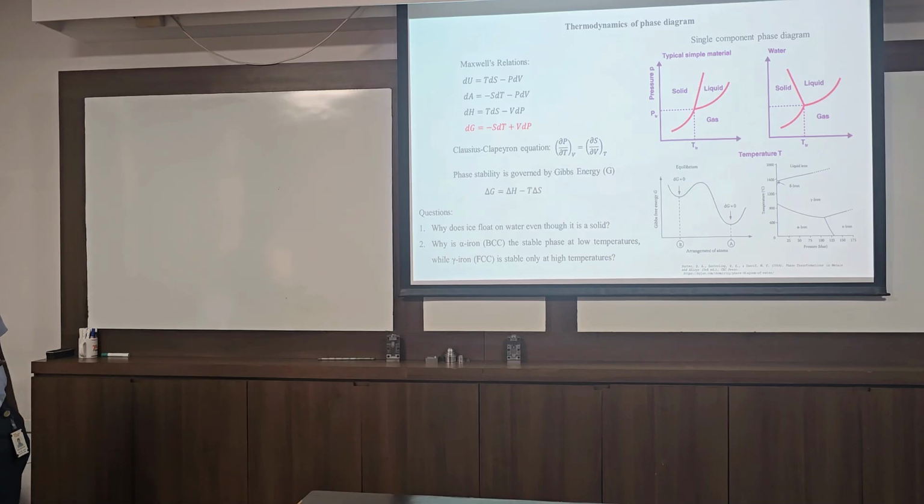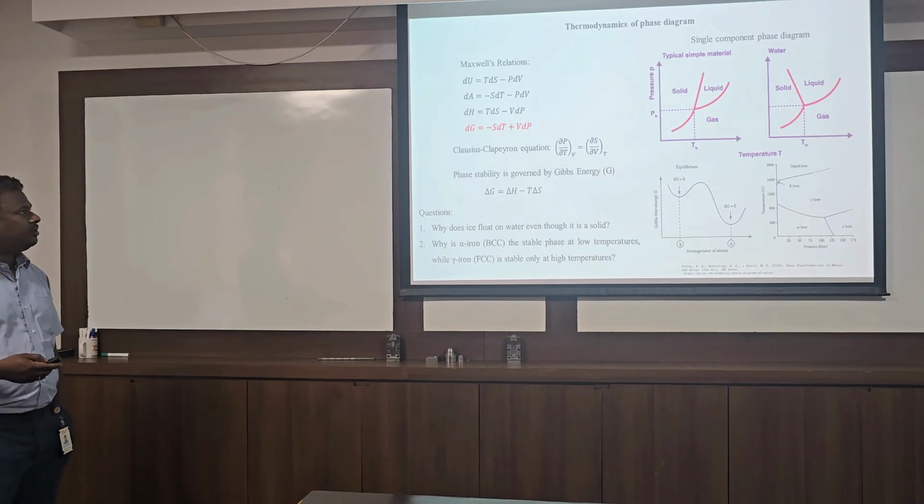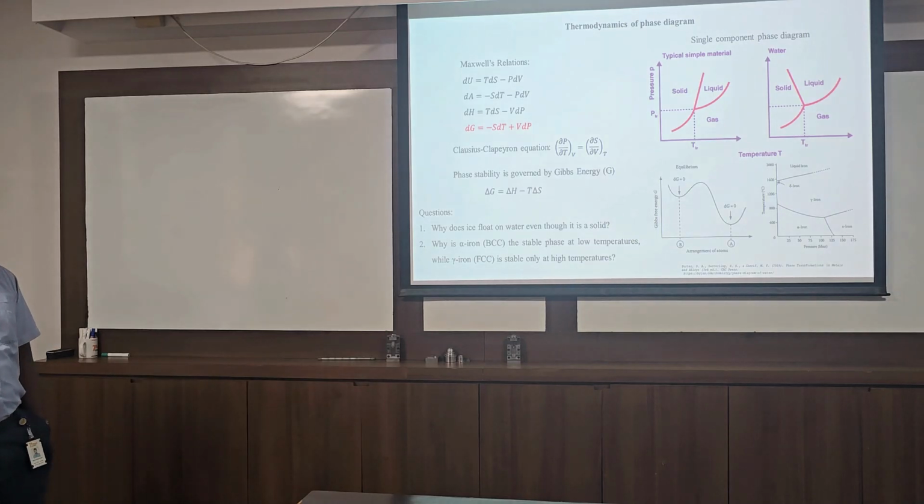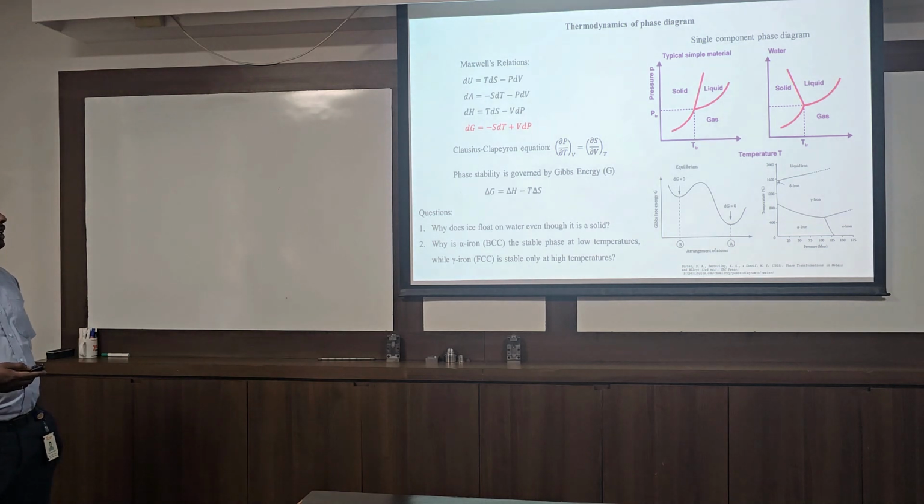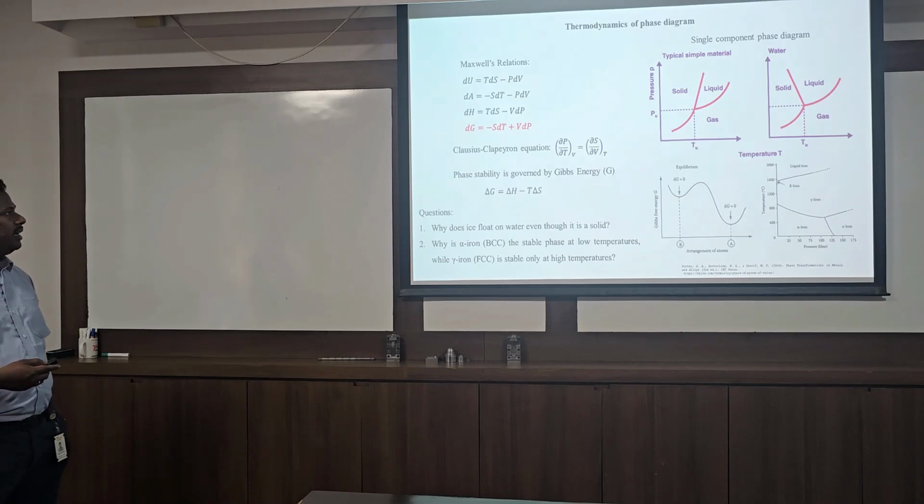We'll see what the governing equation for this is. As we know from the first law and second law of thermodynamics, we can derive these Maxwell relations. We call them auxiliary equations. Basically we have four different types of energies: the internal energy, thermal free energy, enthalpy, and the Gibbs free energy.